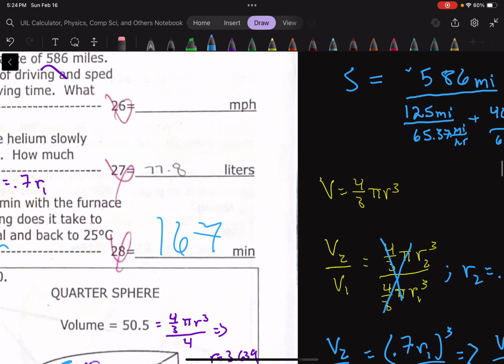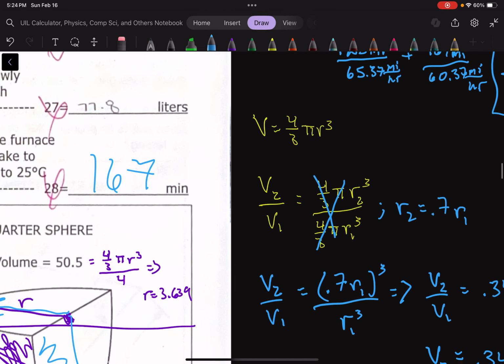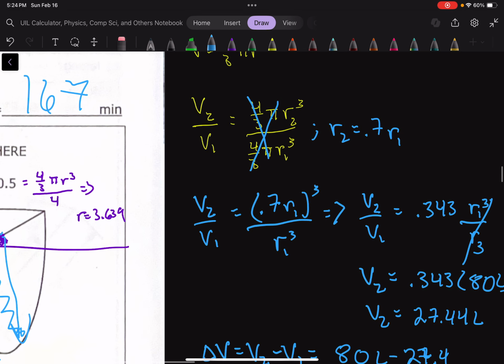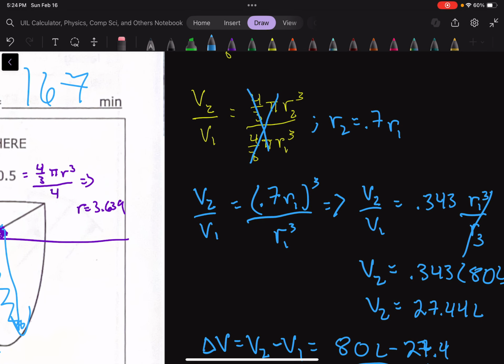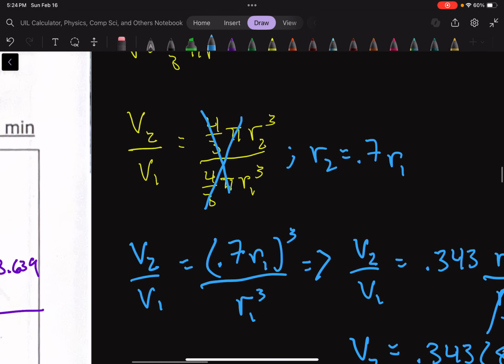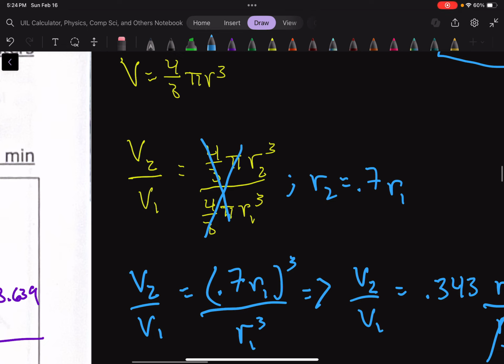Now, even though they didn't give us a radius, I think the fastest way to do this problem is through ratios. Because it turns out as long as we can write the radius as a multiple of the other one, we can find out the volume as a multiple of the other one. So we start out with an expression that volume is 4/3 pi r cubed, and we do a ratio between those two versions of the formula for the first and second volume.